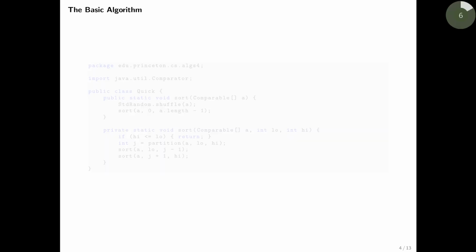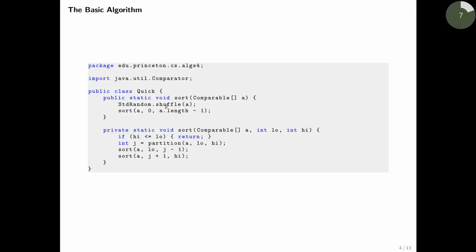Now let's look at the implementation. So the Quicksort algorithm is implemented inside of this program called Quick. Okay, and it's implemented as a public sort method, which is static, and this method takes an array of comparable objects. All right. And the first thing that it does is the shuffling step. So it takes that array A and simply shuffles it by calling the static method shuffle inside of std_random, right?